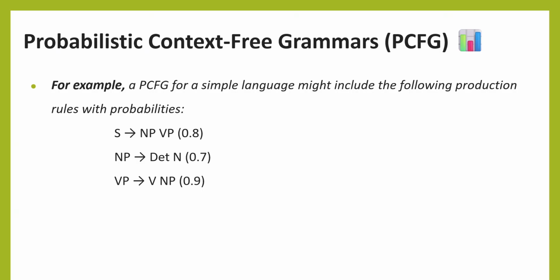Next comes probabilistic context-free grammars, which is a context-free grammar that assigns probabilities to each production rule. It's a way of modeling the probability of a sentence being grammatically correct.